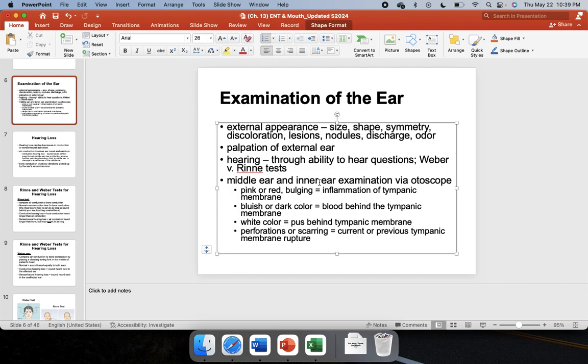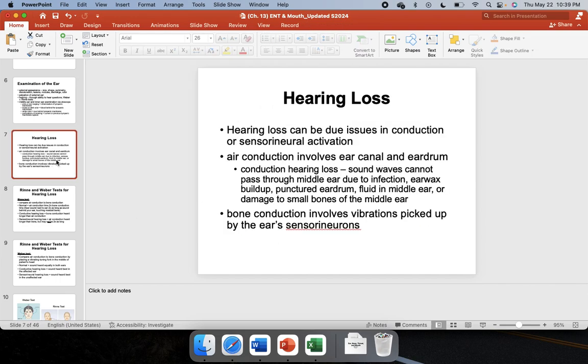where we're going to see that tympanic membrane using the otoscope. Okay, so if we see pink, red, and bulging, we're going to have inflammation there in that middle ear. Bluish, dark color is going to be blood. White color is going to be pus. And then perforations is going to indicate a ruptured tympanic membrane. Okay, so just a few things there.